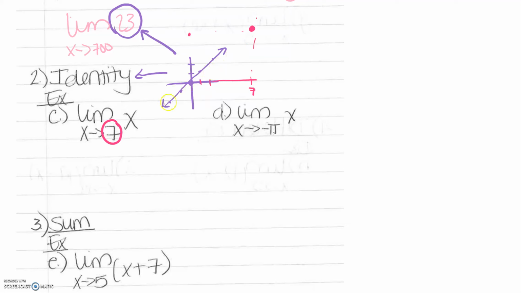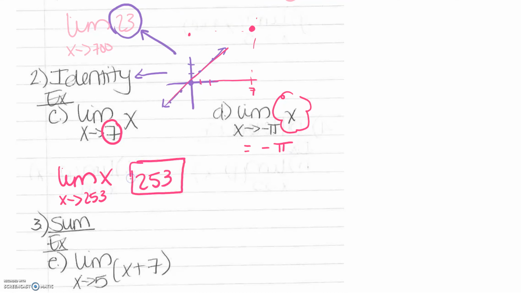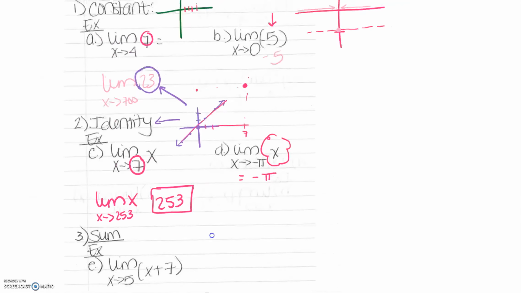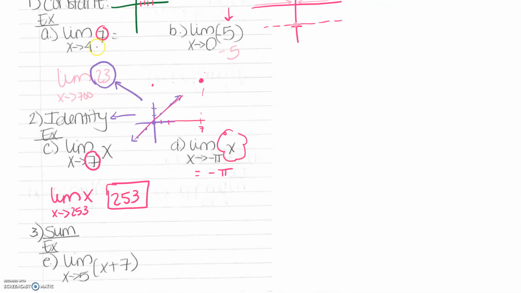So again, if this is your graph, y equals x, what is going to be the limit as x approaches -pi? It's going to be -pi. Only for the identity function. It cannot have anything else with it. So if I said, what is the limit of x as x approaches 253? The answer would be 253. So far, we know the limit of a constant is the constant. The limit of the identity is the limit. Okay?